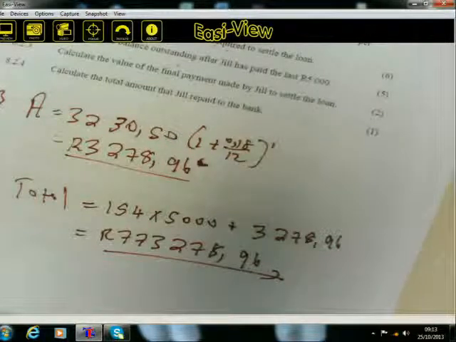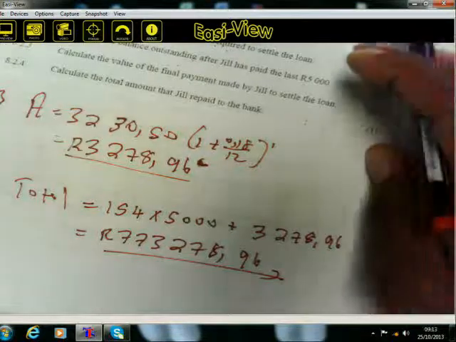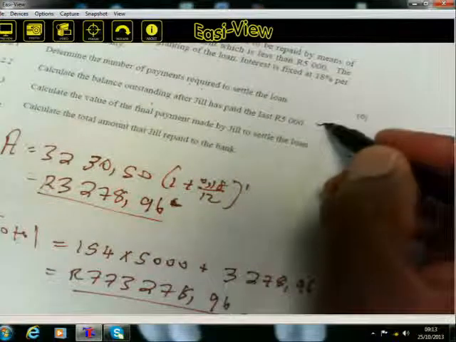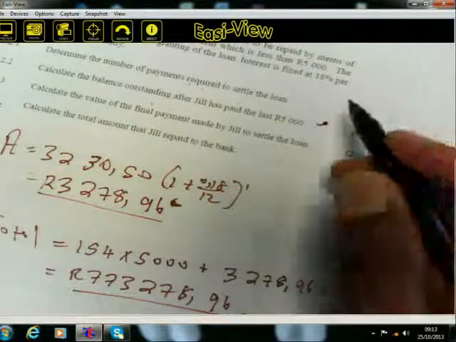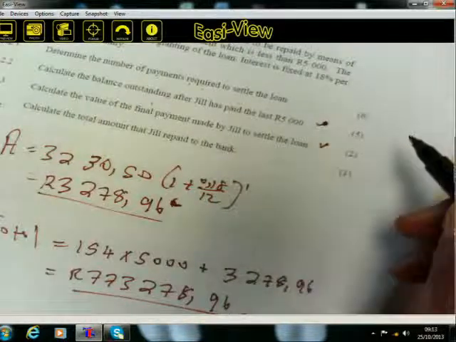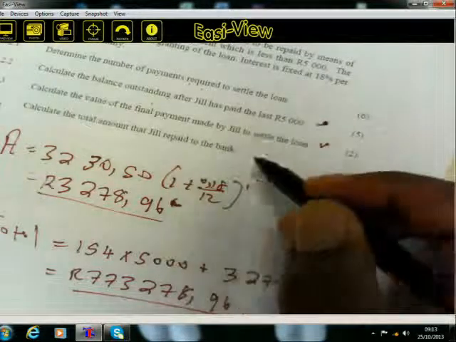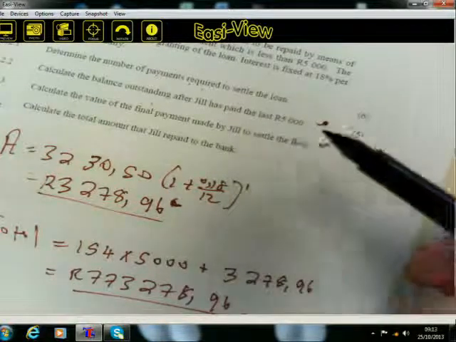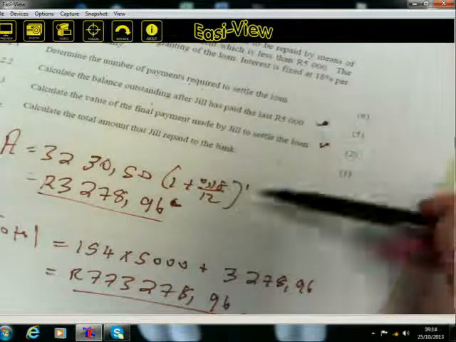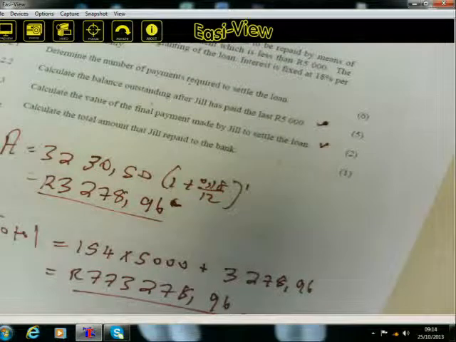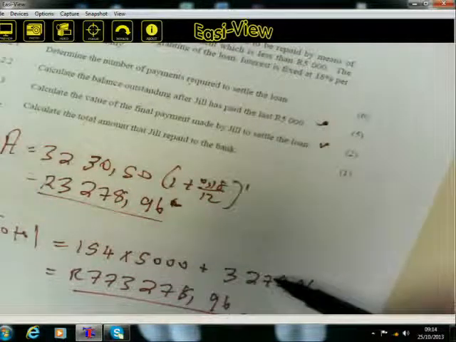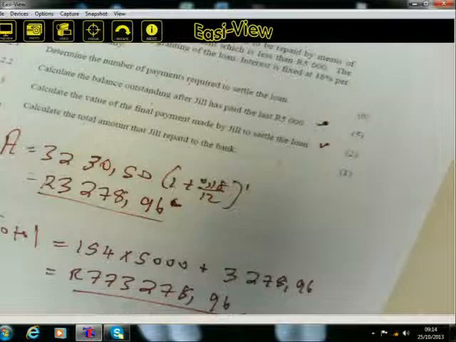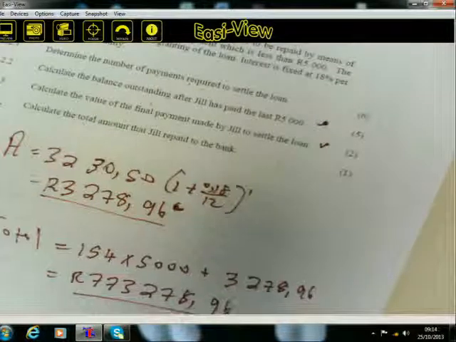Make sure that you read the questions correctly, especially the last two. How to calculate the balance is very important, and then the final payment also is very important. Of course, the total amount is just to take the number of payments, multiply by the monthly payment, and then from that you add the amount left over, which is 3,278 rand 96. I hope so far you are still enjoying the class, right?